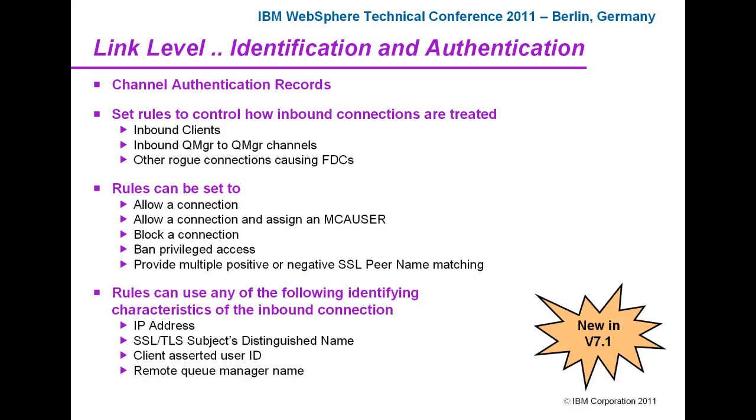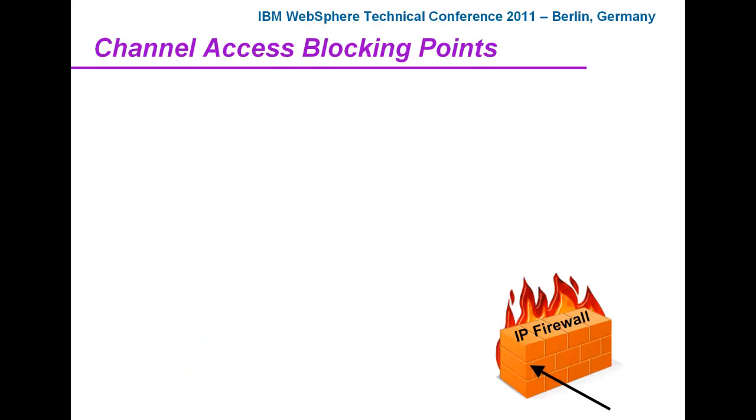Now, in order for an inbound connection to get through into your system, I would like to remind you that your IP firewall is still your first port of control. And this feature in MQ is not trying to get rid of that. It does a very good job of blocking rogue connections and saving you from denial of service attacks and so forth. So this is still your first port of control.